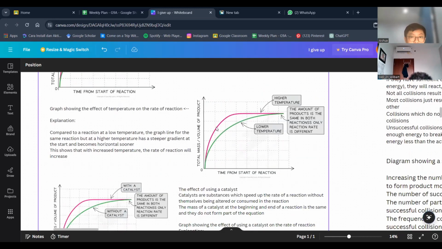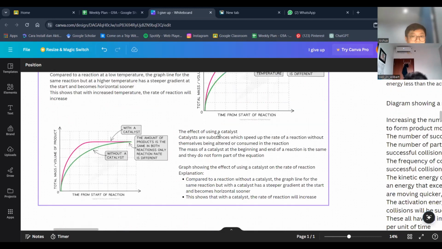Next, for temperature, the higher temperature has a faster increase because of, well, kinetic particle theory. The temperature is relatively simple. It's just dependent on how hot it is. And catalysts.